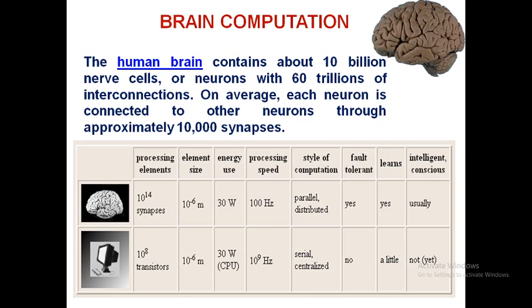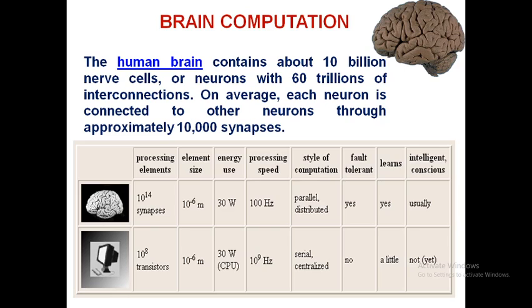But for processing speed, it is given in terms of hertz. If you convert that into time, which has less frequency will have more time, right? So 100 Hz processing speed means 1 by 100, whereas the computer is 1 by 10 power 9, that is equal to 10 power minus 9 seconds, whereas the human brain is 10 power minus 2 seconds. And the computation of the human brain is highly parallel and distributed, whereas the computer computes in a serial and centralized way.